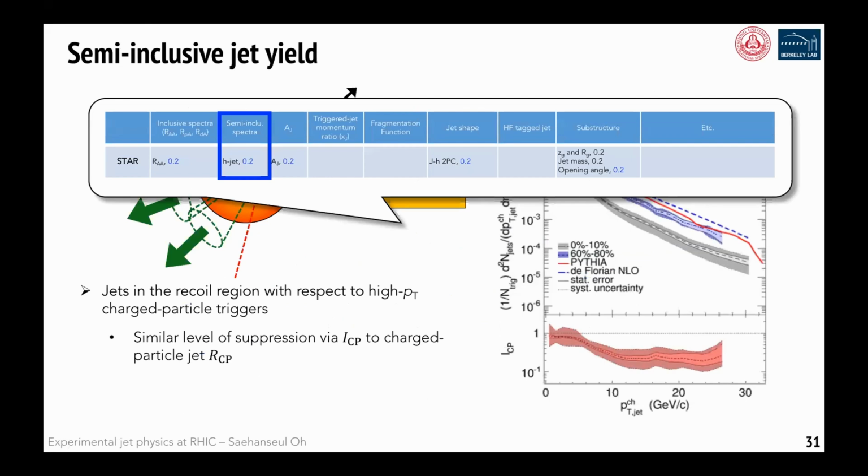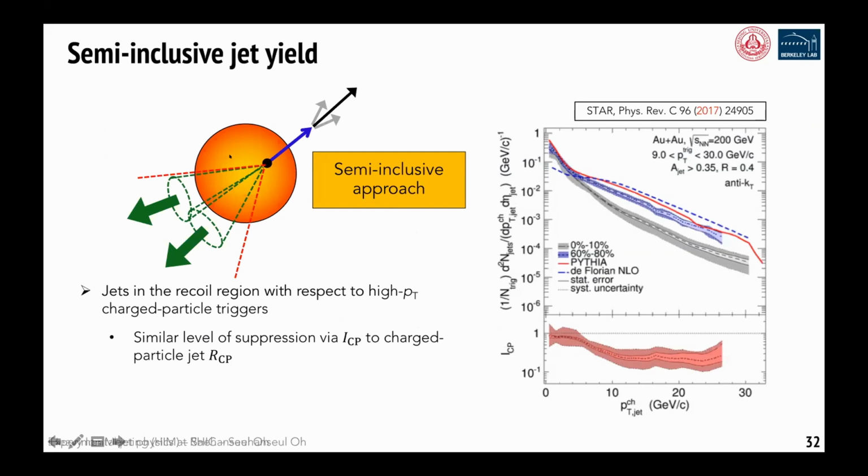And the second result that I wanted to show is the semi-inclusive jet yield. In my personal chart, it's in the second category. Once you have a high pT particle, we investigate the jet yields in the recoil region. And we call it ICP, which is similar to RCP, but within the semi-inclusive measurement. So the level of suppression is similar to charged particle jet RCP, the previous slide, and it's definitely a semi-inclusive approach.